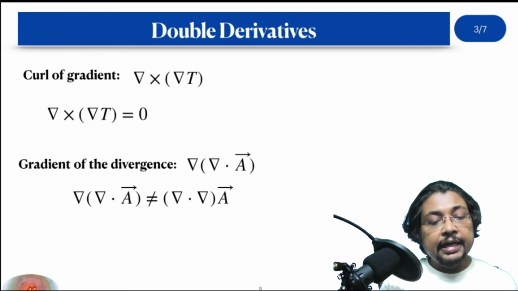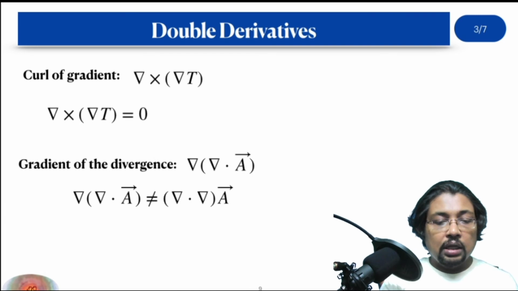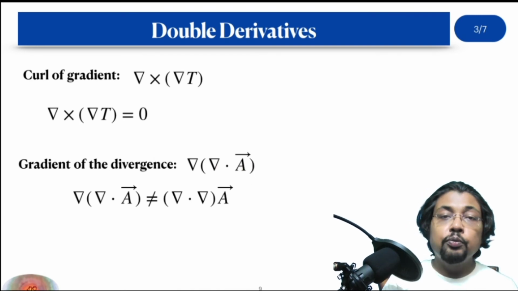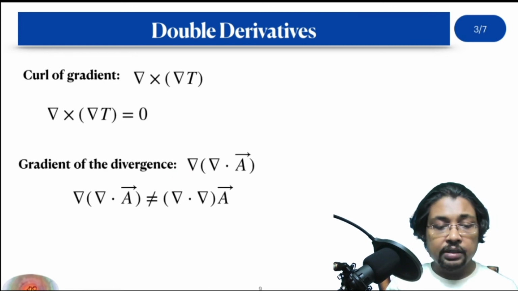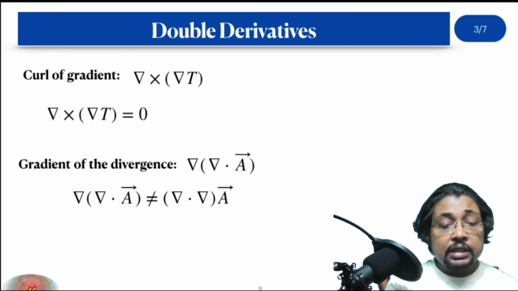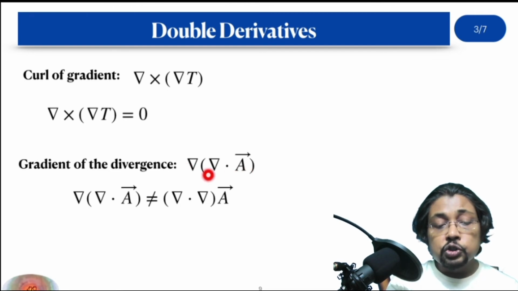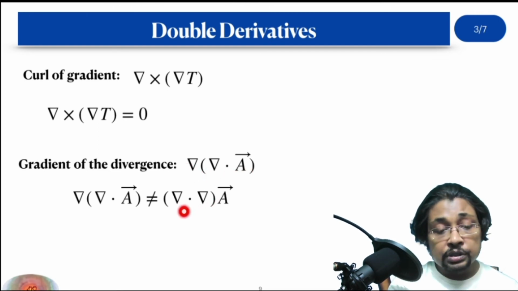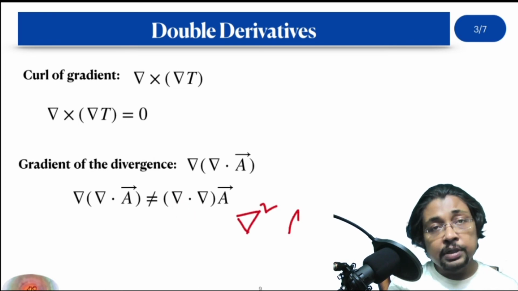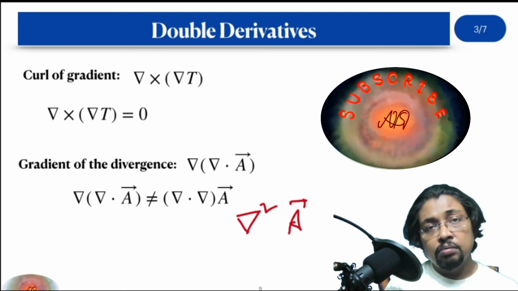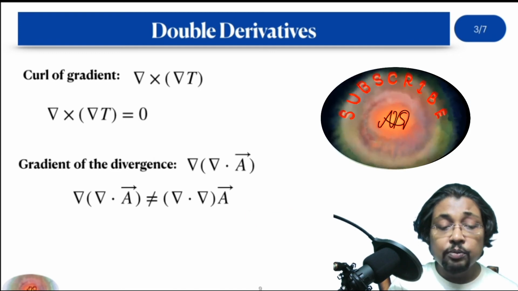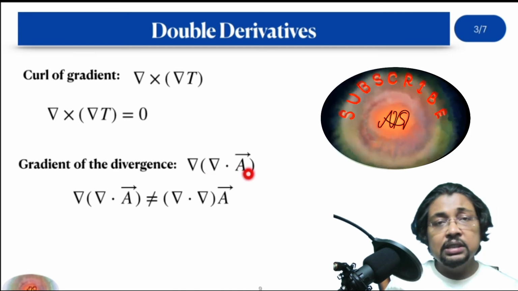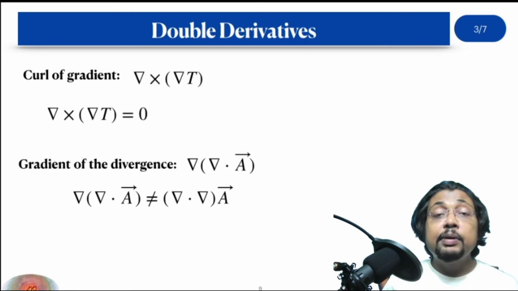Next one is the gradient of divergence. The divergence produces a scalar field and we can easily take the gradient of that. Obviously, this operation is not equal to del dot del a, because that is equal to del square of a, which I have already discussed in my previous slide. So these two are not the same operation. The gradient of divergence is like the opposite of the divergence of the gradient.